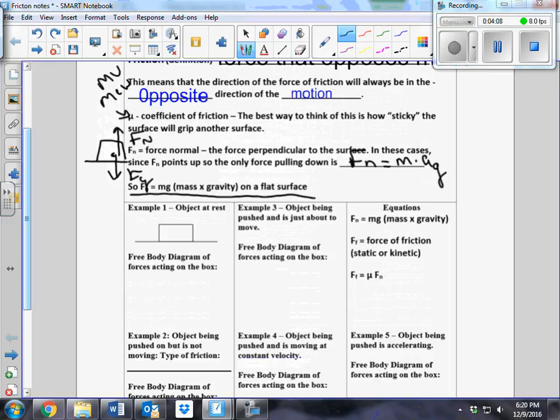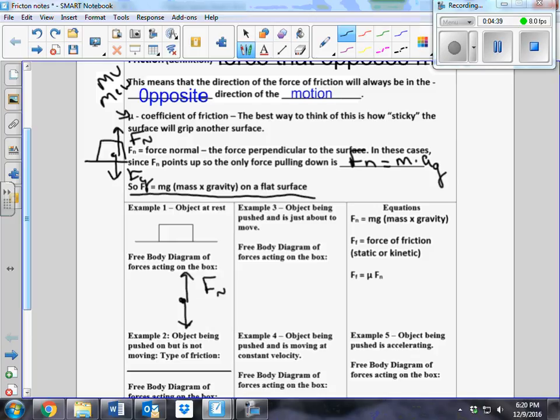Now, we're going to jump into some examples and do some free body diagrams. Just a reminder, free body diagrams are vector representations of the forces, so it's literally just arrows, right? I have this object at rest, sitting on a table. We put a dot representing the object, and the only two forces are the force of gravity pulling down and the force normal pushing up.